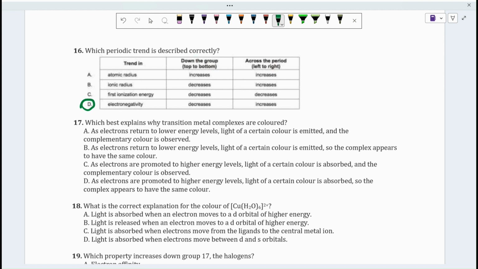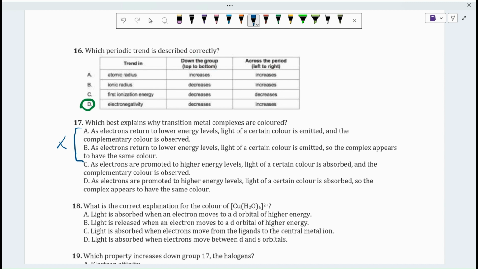17. Which best explains why transition metal complexes are colored? Okay. So we've got two options: as electrons return to lower energy levels and as electrons are promoted to higher energy levels. Do not confuse this with the hydrogen emission spectrum. There we get a line when electrons return, go down to lower energy levels. However, that is not the case here. So it will be either C or D.